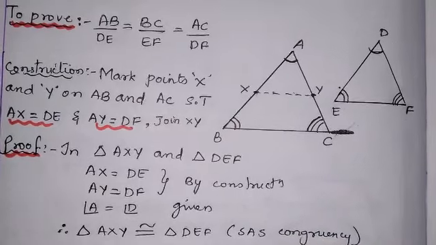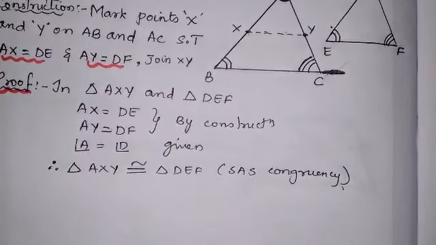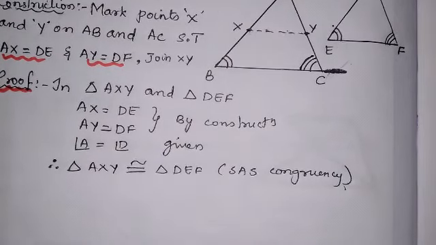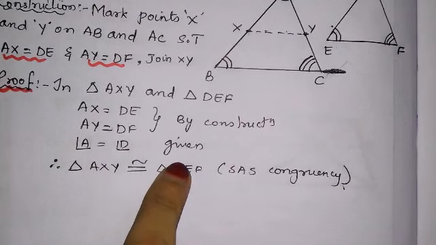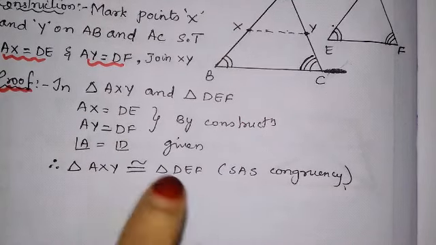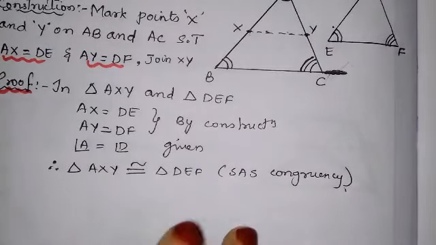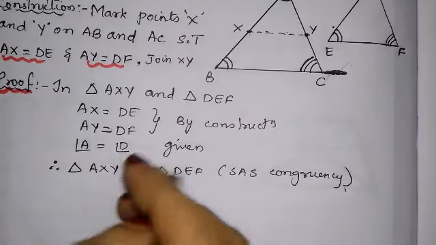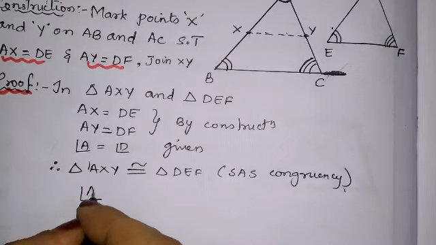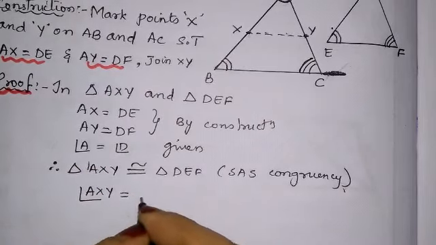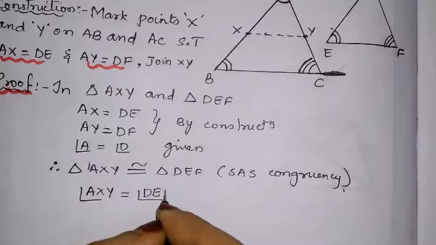You people have learned congruency of triangles in 8th standard. Now, we know that if triangles are congruent, then their corresponding sides and corresponding angles are equal. All corresponding sides and corresponding angles are equal. So I'll write angle AXY is equal to angle DEF.